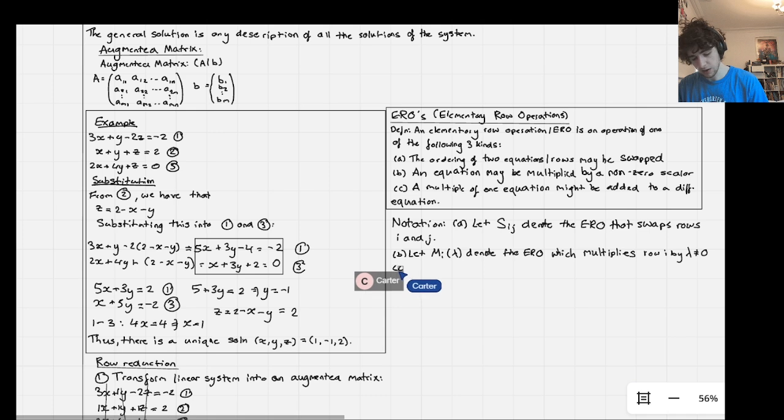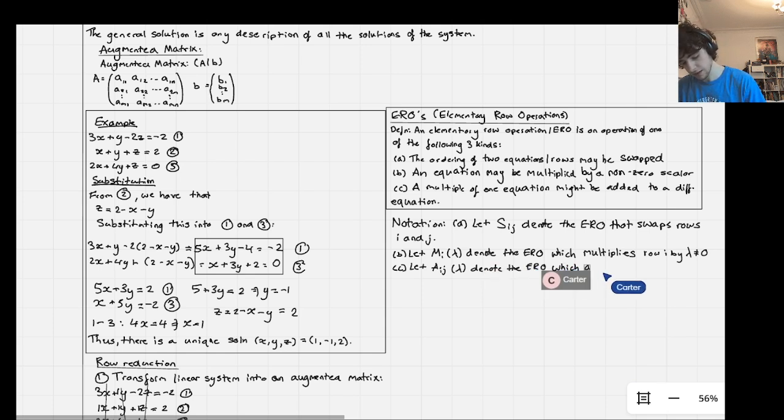And then lastly we have, let Aij of lambda denote the ERO which adds lambda times row I to row j.